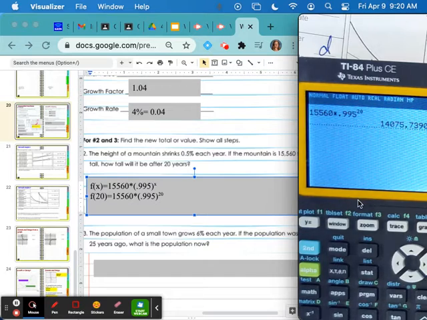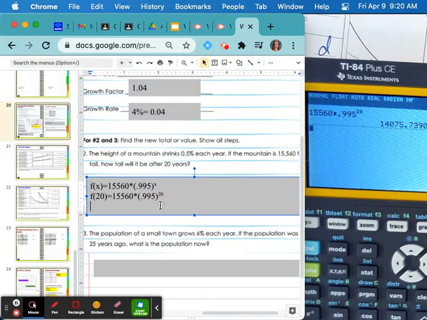You got it now? Okay, so we need to write our answer in words. So it says, how tall will it be after 20 years? So we should say, the mountain will be 14,000. Let's just round to the whole number. 14,076 feet after 20 years.